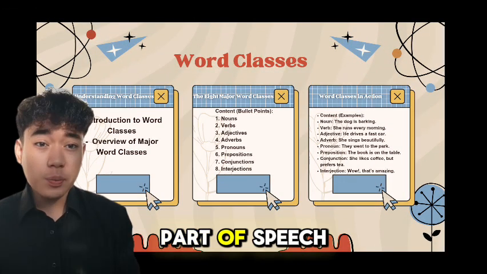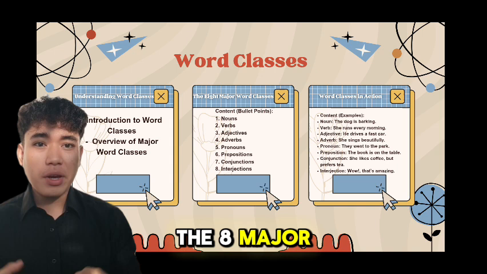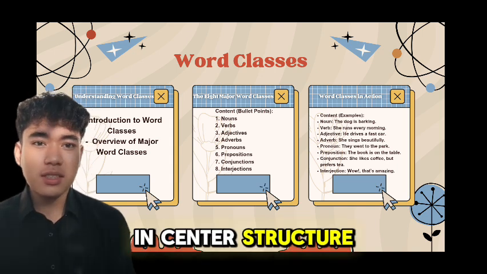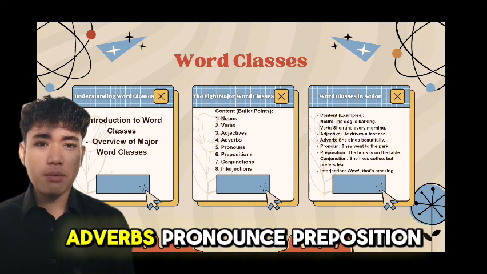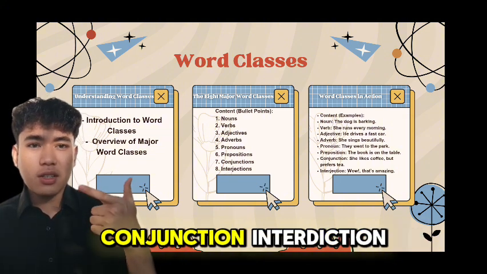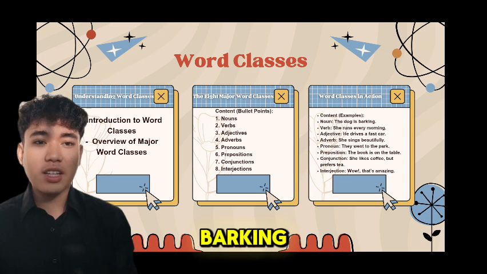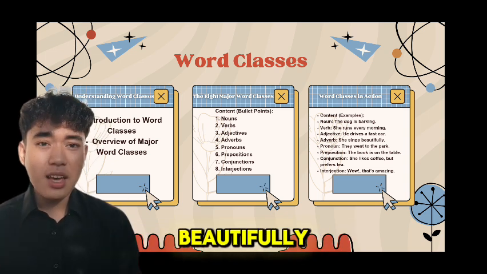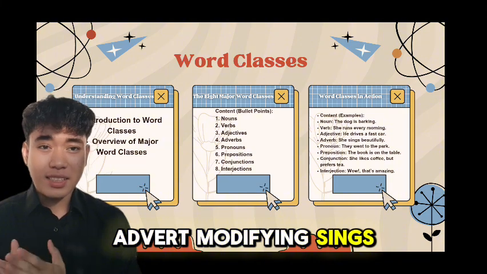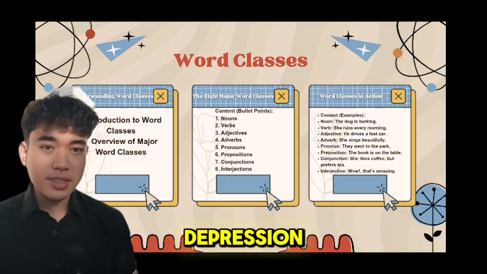Word classes are parts of speech that categorize words by their function in a sentence. Let's look at the eight major classes and their roles in sentence structure: nouns, verbs, adjectives, adverbs, pronouns, prepositions, conjunctions, interjections. For instance, in "the dog is barking," dog is a noun and barking is a verb. And in "she sings beautifully," beautifully is an adverb modifying sings. These examples show how words are classified by their function.